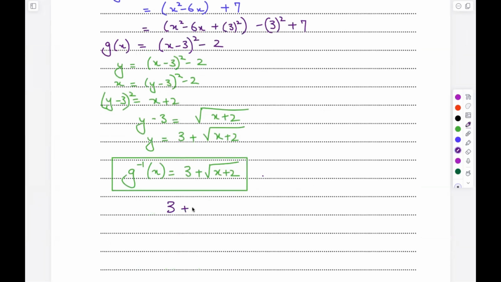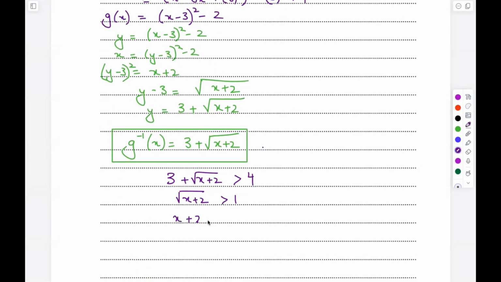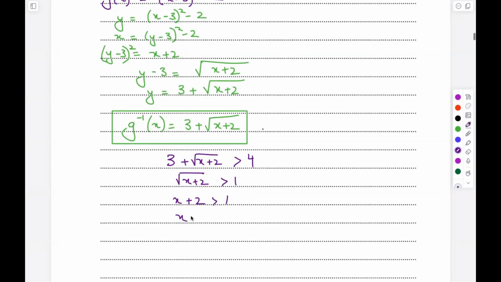So to find the x value, we can write it as 3 plus square root of x plus 2 must be greater than 4. So we can take 3 to the left hand side, and this will become square root of x plus 2 is greater than 1. Taking the square on both sides, we'll get x plus 2 is greater than 1. So x will be greater than 1 minus 2, which is minus 1. So the domain for g inverse will be x greater than minus 1.